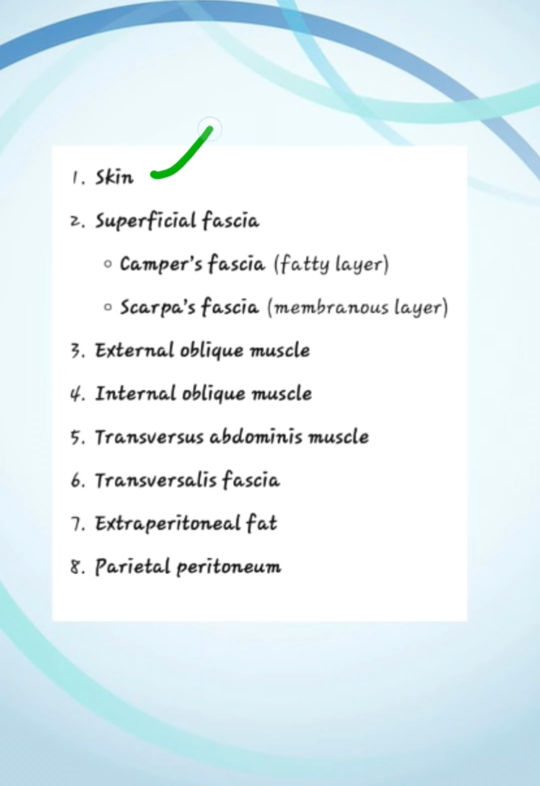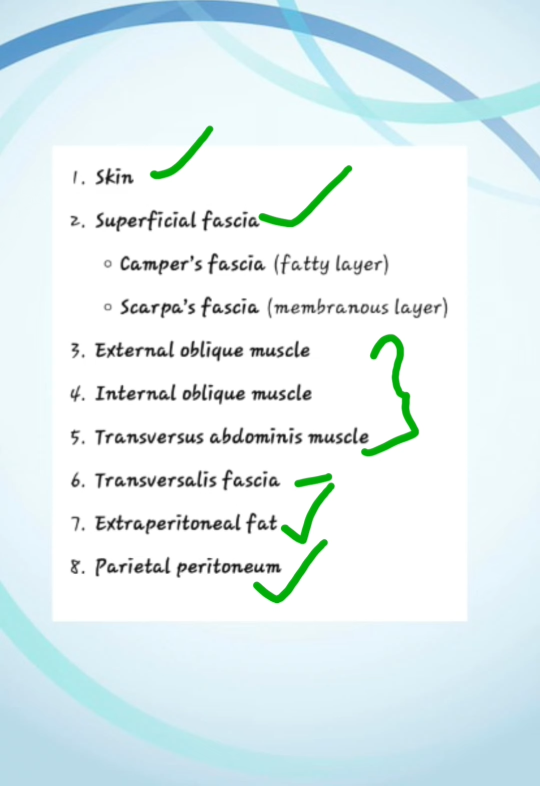So first is the skin. This is the outer layer of the abdominal wall. Then the superficial fascia. Then all 3 flat muscles of the anterior abdominal wall, that is the external oblique muscle, internal oblique muscle, and transverse abdominis muscle. Coming to the fascia, the transversalis fascia covers all these 3 muscles, and then extraperitoneal fat, which is present between the fascia and the peritoneum, and at last we have the parietal peritoneum.